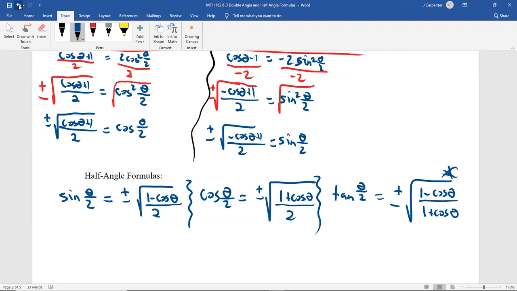Now, remember how there were 3 versions of the double cosine formula? There's also 3 versions for the half tangent formula. Not going to show the proofs, but I will say that while this is the easy one to prove, the next 2 I'm going to write are easier to apply, and the reason is because you have a cosine in the bottom of a square root.